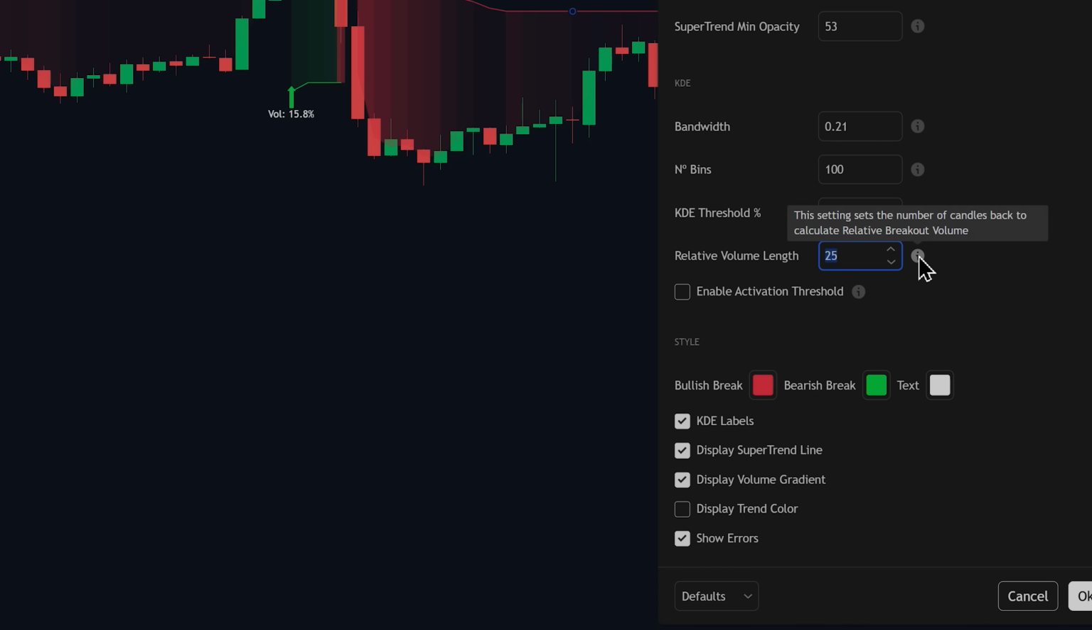You also have display-related options that were added over time, like the ability to disable KDE percent text, disable the SuperTrend line, and disable the fill gradient. The point is, you can keep it clean if you only want the arrows in trend state, or you can keep the full visual layer if you want the probability feedback on every break.